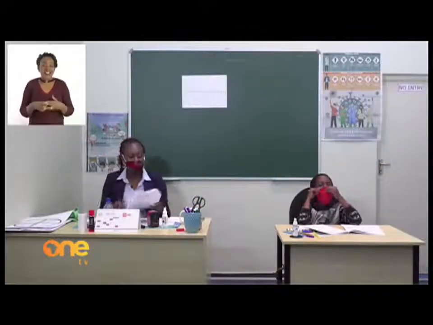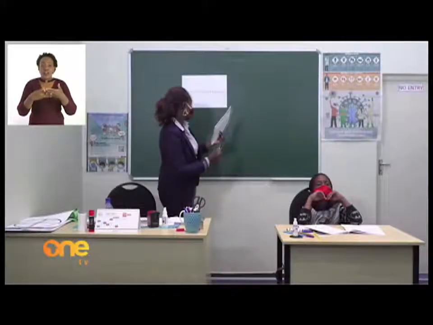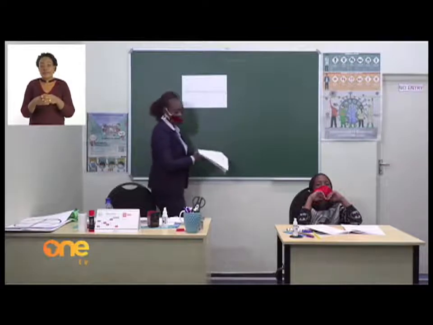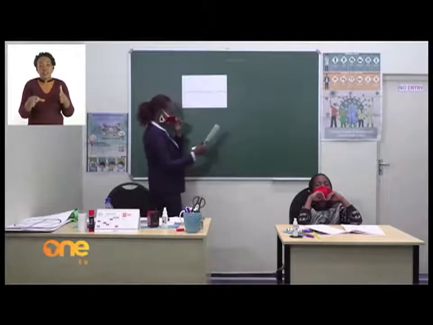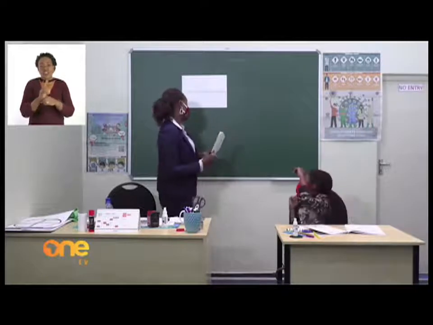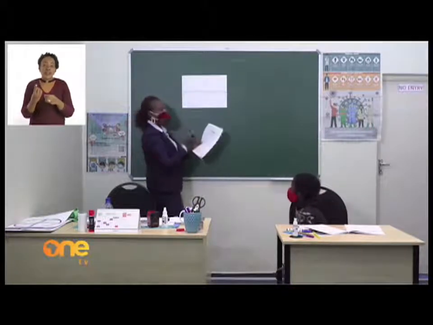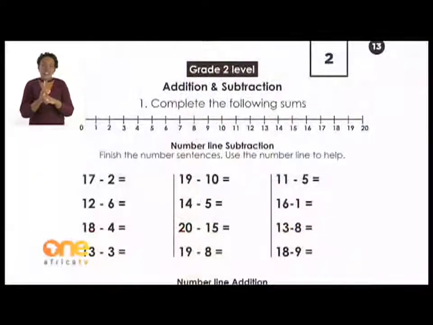Let's now move on to page 3, where we are going to do addition and subtraction of numbers using the number line. Okay. I have my number line here on the board. And we are going to start by subtracting numbers. And I'll do with you the first one and the second one only. So our first sum is 17 minus 2.